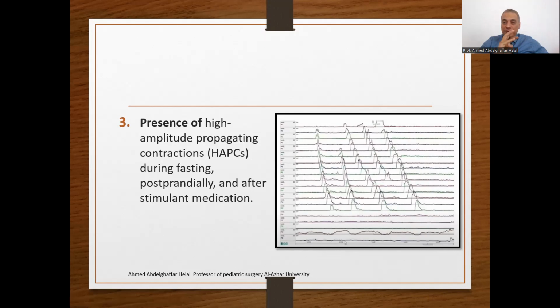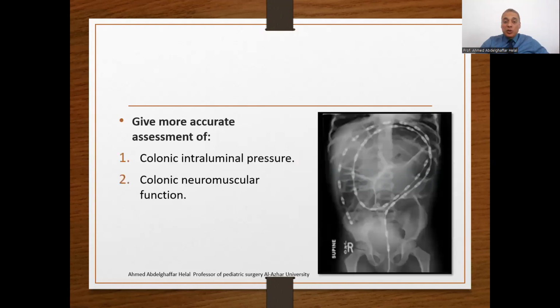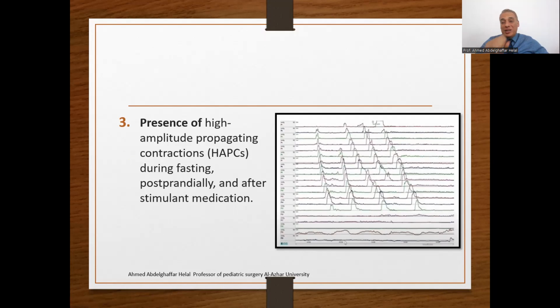So it's very important to assess three items. The pressure: the intracolonic pressure, whether high, low or normal. The motility and neuromuscular function. And the presence or absence of what are called HAPCs, high amplitude propagating contractions, during fasting, postprandially, and after stimulant medication. This helps diagnose a child with dysmotility, whether diffuse colonic dysmotility or segmental colonic dysmotility. So it's very important to perform.